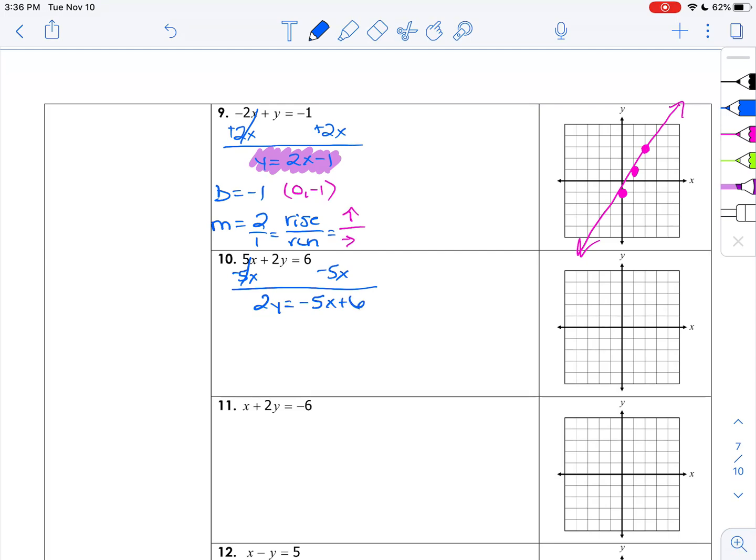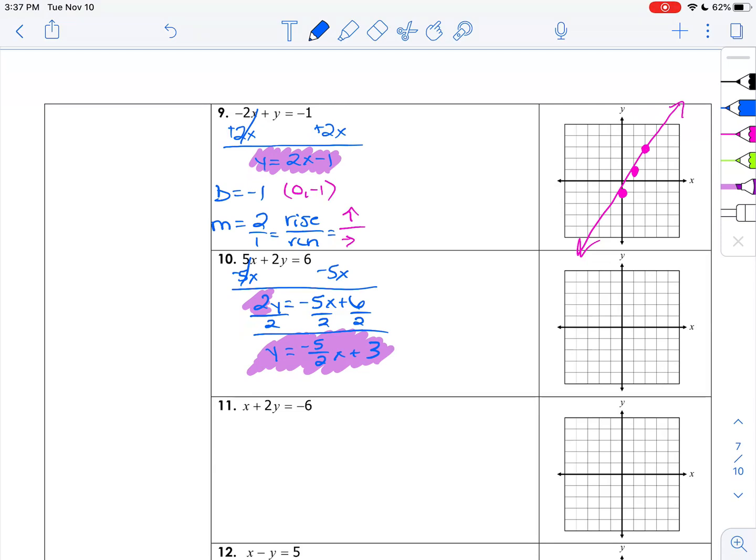But unlike the previous two examples, I have a b term in front of my y that I need to move to the right. So in order to move the 2, we're going to divide everything by 2. This results in y equals negative 5 over 2x plus 3, because 6 divided by 2 is 3. Now that it is in slope-intercept form, I can use this form to graph it.